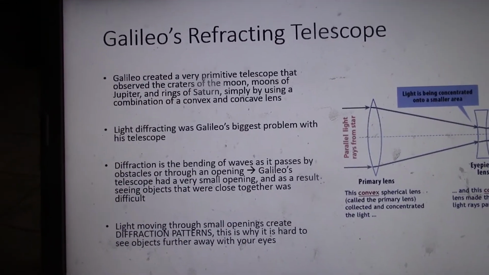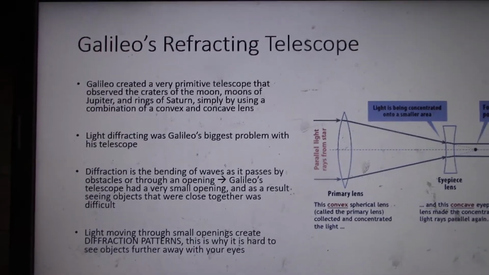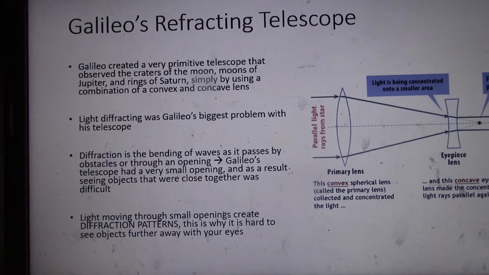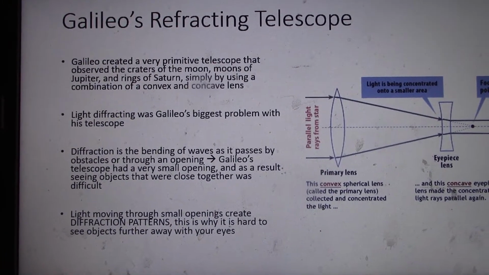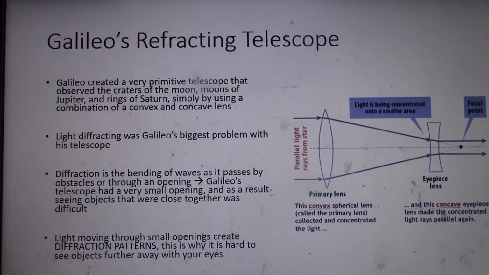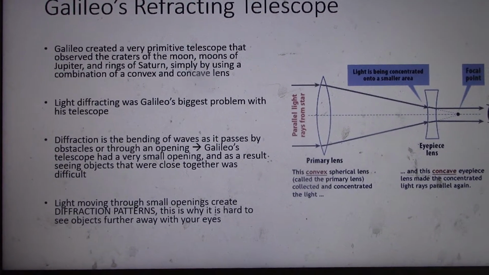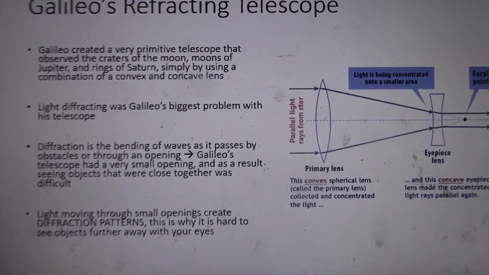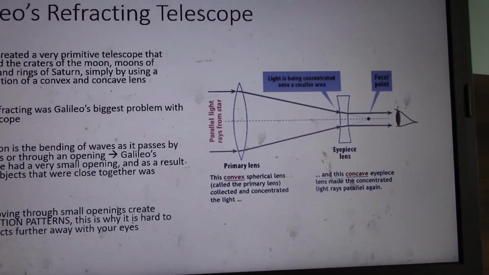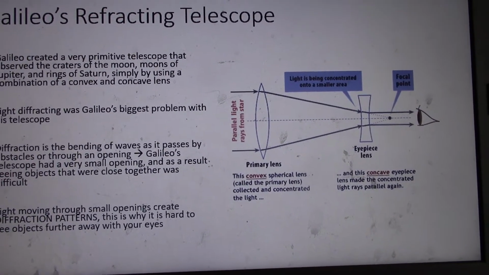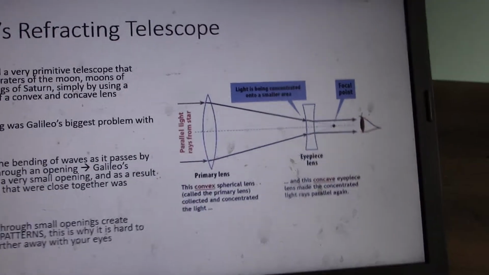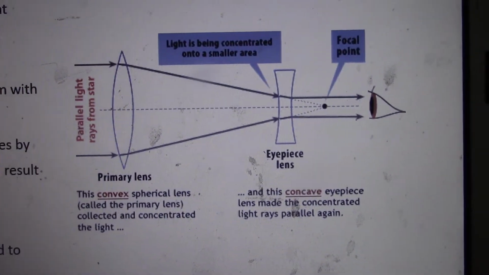And one of the other big problems with Galileo's telescope was that diffraction happened. I'm going to talk about diffraction. Diffraction is the bending of waves as they pass by obstacles or through an opening. Galileo's telescope had a very small opening, and as a result, seeing objects that were close together was difficult. Light moving through small openings creates diffraction patterns. So diffraction and refraction happened in Galileo's telescope, and that prevented us from being able to see true images of celestial objects. Again, these are on my slides.